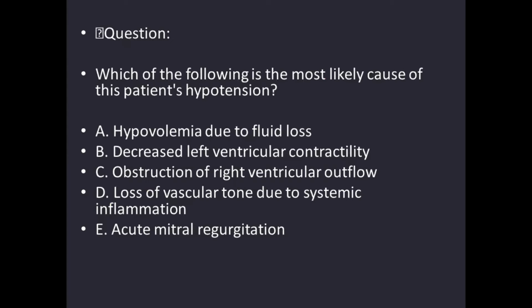Option A, hypovolemia due to fluid loss. Option B, decreased left ventricular contractility. Option C, obstruction of right ventricular outflow. Option D is the loss of vascular tone due to systemic inflammation. And option E is acute mitral regurgitation. Does anyone of you know the answer? Can you please speak into the mic? Option B.